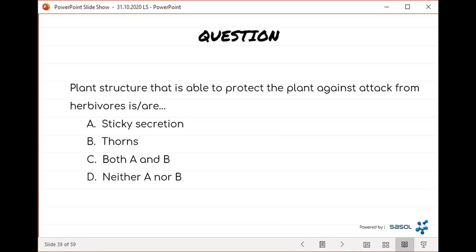Okay, so firstly, when we look at the question, we are looking for a structure and not a secretion, and immediately it eliminates option A and we are left with option B. So our answer in this question would be thorns. A sticky secretion usually works against insects and other small parasites. Right.